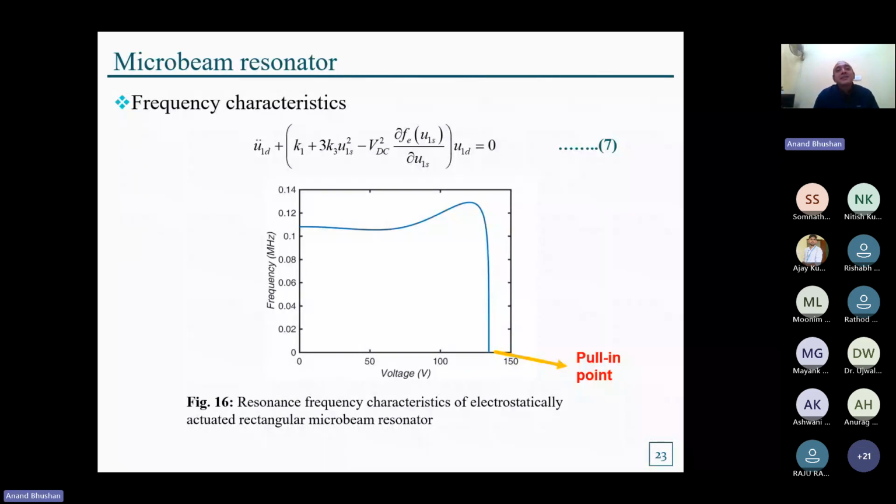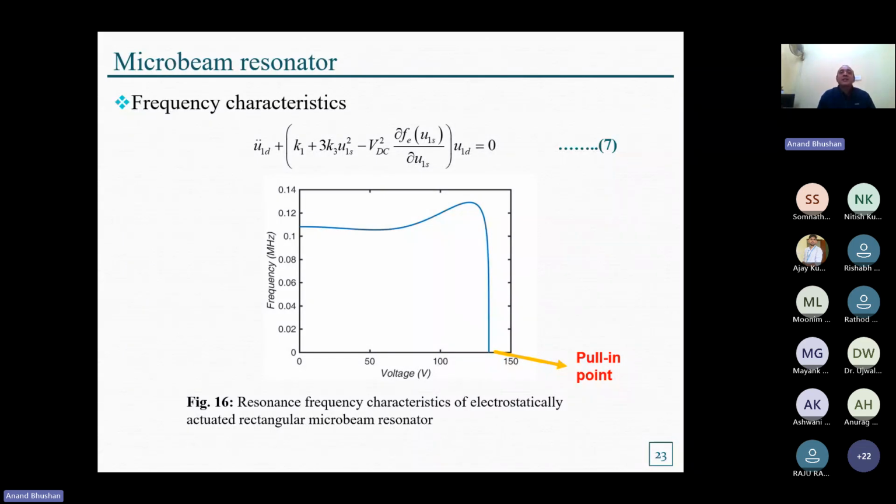Next is the frequency characteristics. Similar to the parallel plate actuator, we present the displacement of the microbeam resonator in terms of static deflection plus U1S plus U1B. That is the displacement with reference to the static position, and we substitute it in our reduced order model and neglect all the nonlinear terms. We end up with equation 7.